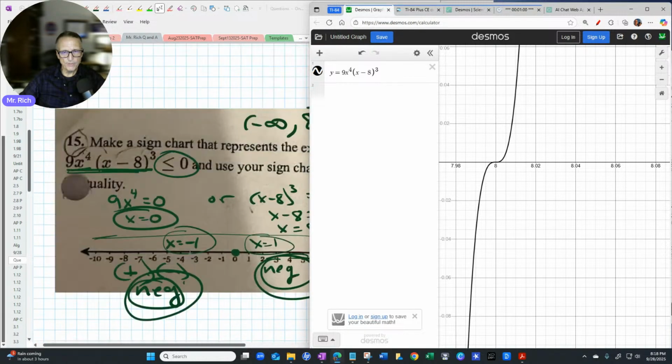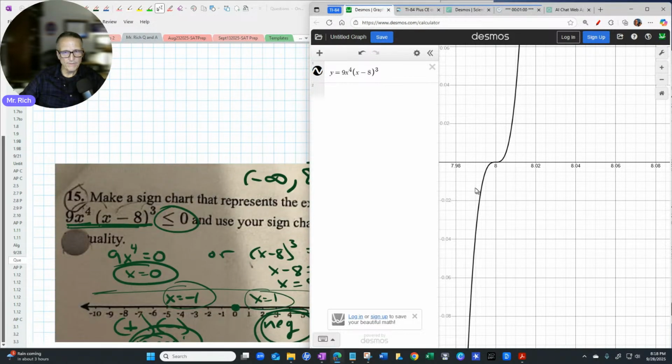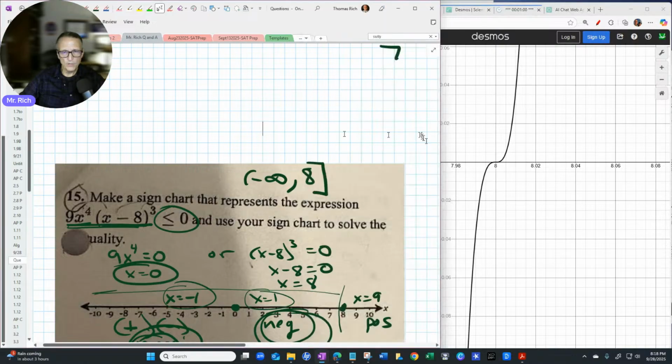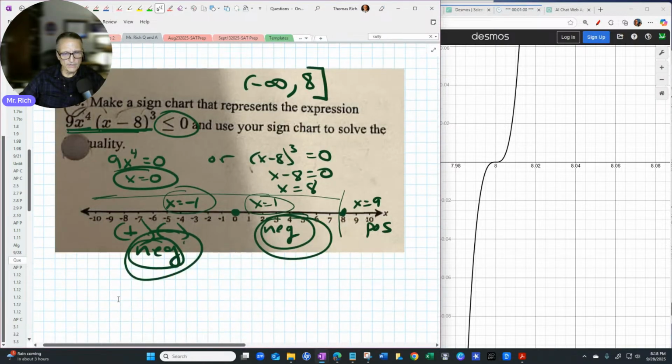So I'm just showing you that to show you that since we don't have the technology to graph it when we're working this problem on a test, we have to rely on this technique of plotting the zeros and then using test points between those zeros to see what the sign is, positive or negative. And then we can answer that question about being less than or equal to 0.